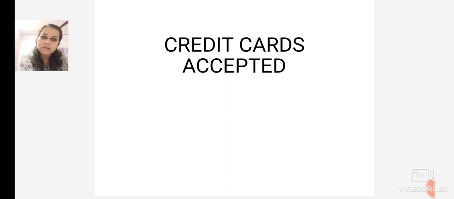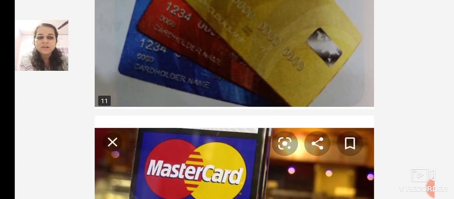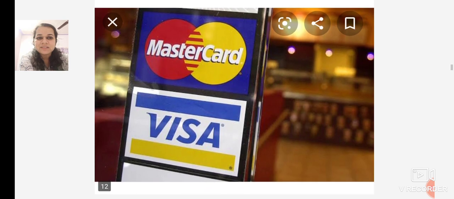So where are credit cards accepted? They are accepted in the restaurants. If you eat in a restaurant and you pay your money by the card, it is okay. Outside many restaurants, it is written credit cards accepted. So you can pay money by means of a credit card in the restaurant.